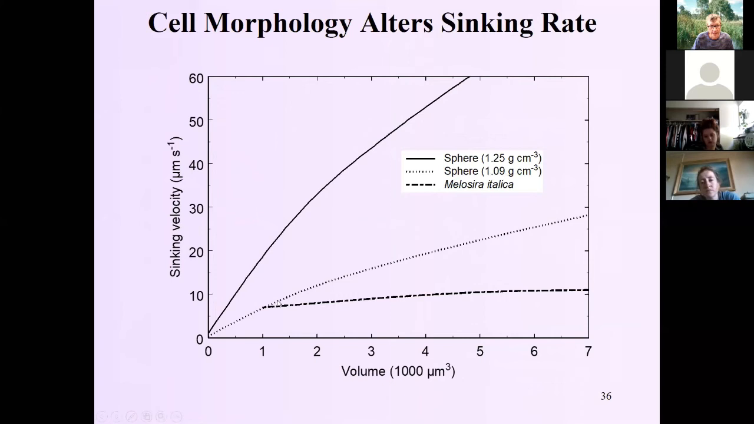And we see that as the sphere gets larger and larger, it's going to be sinking faster and faster, whereas the Melosira is barely sinking faster as it gets bigger. And if we have a sphere near the maximum density of Melosira, it sinks really fast. It always is sinking faster than that Melosira. So this is an evolutionary effect. It also has effects on inorganic particles as well that are important.